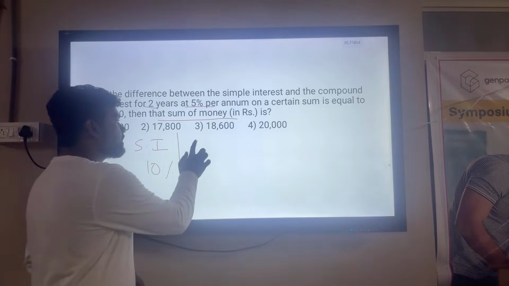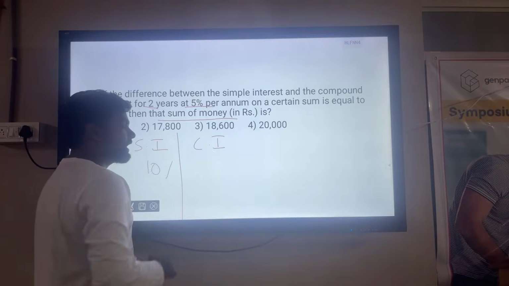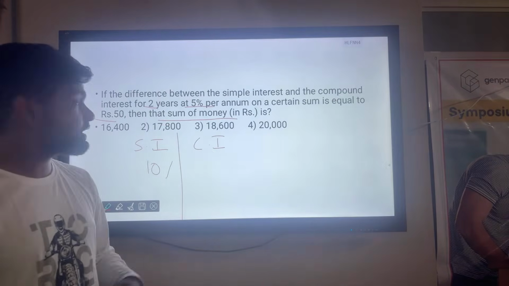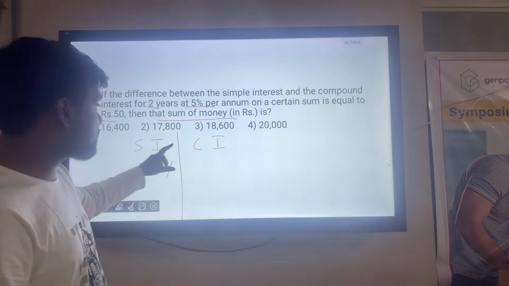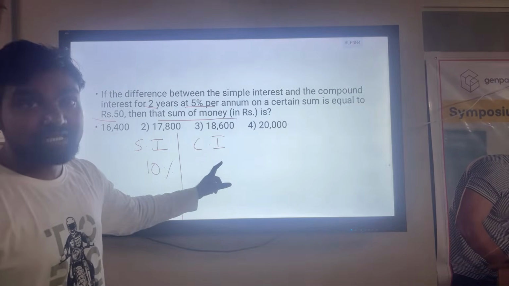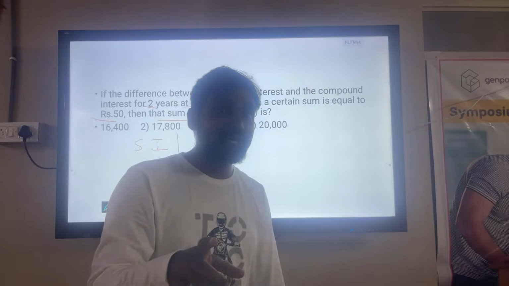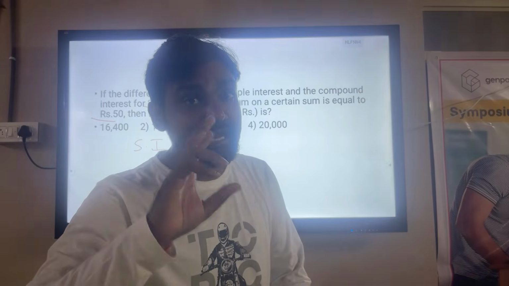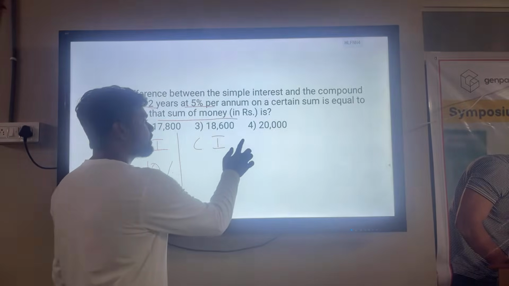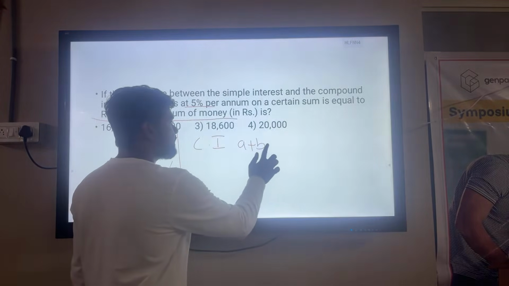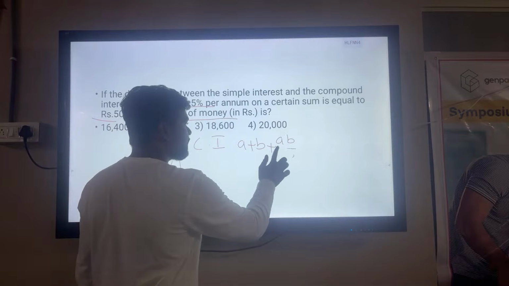And in the next case, compound interest. In compound interest, first year 5%, second year is also 5%. But you should not say 5 plus 5, 10%. Because in compound interest, as I told you, interest will be calculated on interest also. You have to do it like this: A plus B plus AB by 100.